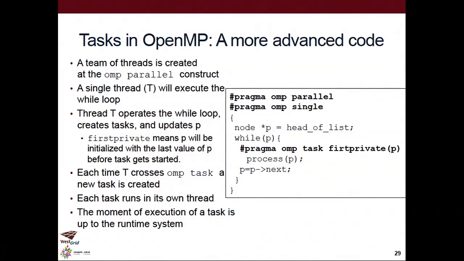You see here, there's another thing called firstprivate. The same thing that we had with shared, private, reduction, and so on. We have something called firstprivate, which means that when you are entering this task, P will take the value that it has before starting this parallel section, before starting this task. So the first time that I'm going through this OMP task, P will be the head of the linked list.